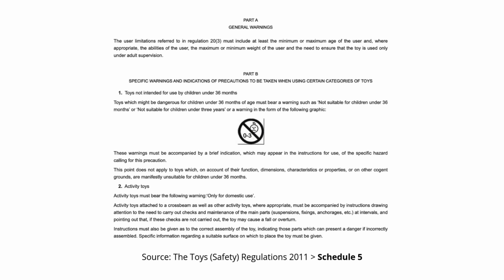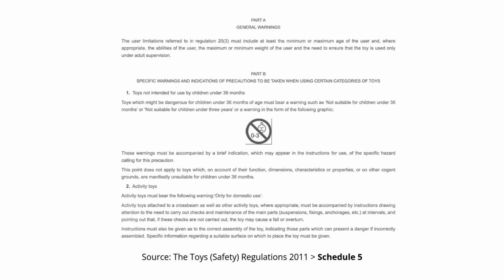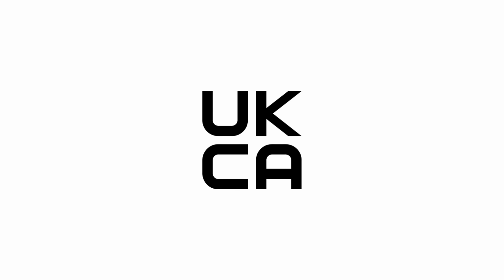So anyway, go to Schedule 5 and see if your toy product is on the list, and then you have to apply one of these mandatory warnings. Other than that, you also need a UKCA mark. The UKCA mark indicates, in this case, that the product is compliant with the Toy Safety Regulations 2011. But since 2024 at least, you also have the option to apply the CE mark. That's something the UK government opted for to make it easy for companies to sell both in the UK and the EU, which is much appreciated.